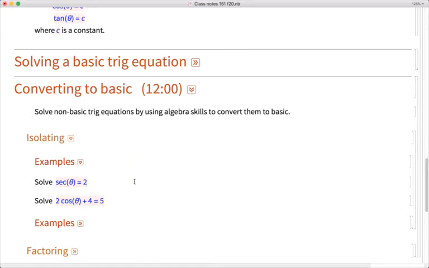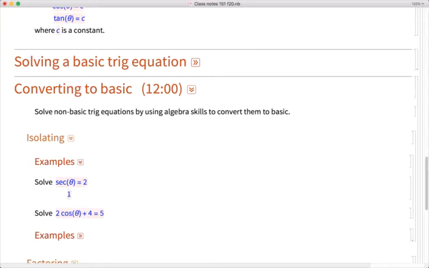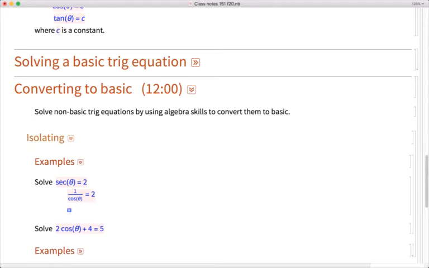Solve secant theta. Well, secant theta wasn't listed as one of the basics. We said cosine, sine, and tangent. So the first thing here is the trig identity: secant is 1 over cosine. But now we're going to use the algebra skills. Now we want to isolate that cosine on one side. So we'll multiply both sides by cosine theta, and now we're going to divide both sides by 2.